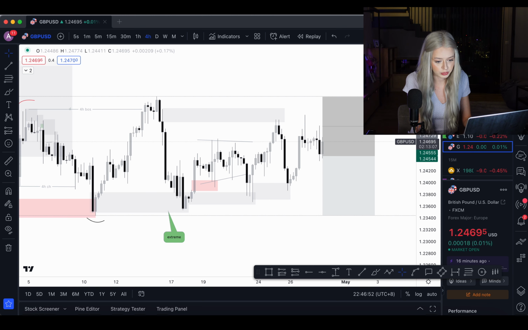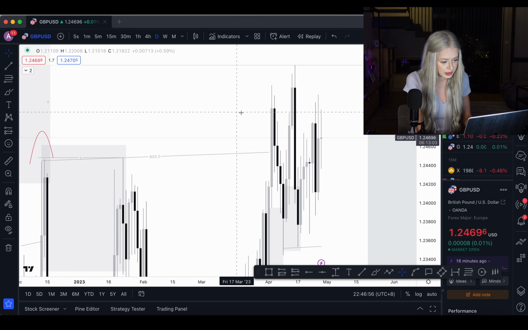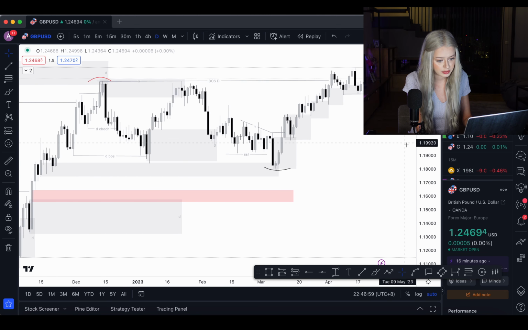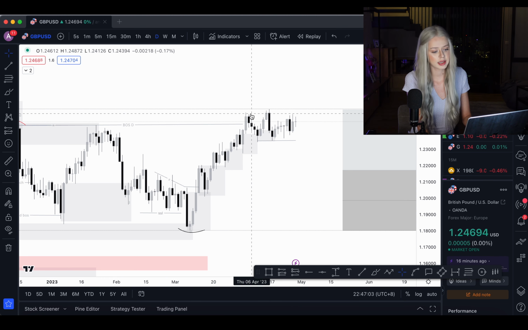I want to remind you of the fact that on daily, this is what we're seeing. There's a range inside this area exactly after the break of structure to the upside. It means that we might see a pullback movement.